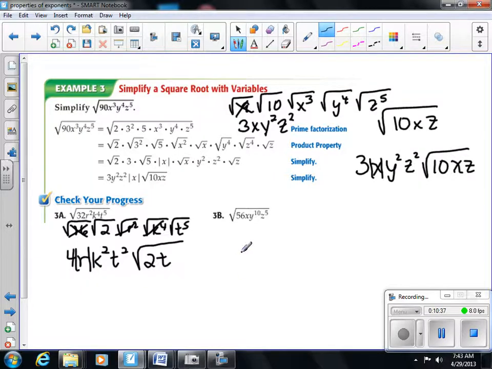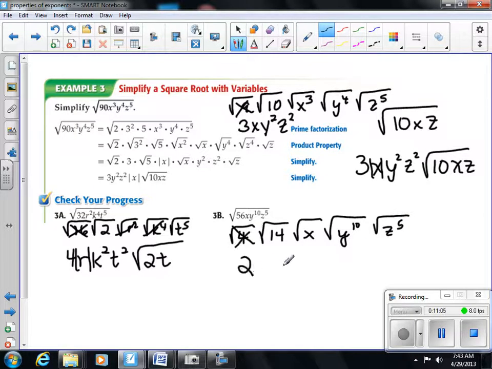Now let's try the last one. The square root of 56, xy to the 10th, z to the 5th. Okay, I have the square root of 4 times the square root of 14, square root of x, square root of y to the 10th, square root of z to the 5th. Okay, this will be a 2. Anything else come out? How many y's will come out? Okay, to the 5th power is what we have left.